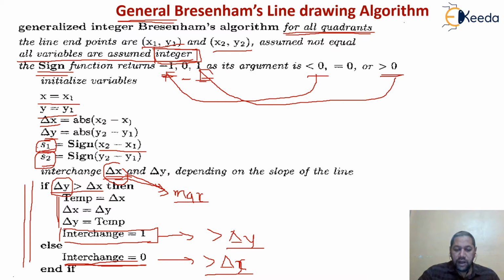The simple idea behind Bresenham's algorithm is, if delta y is greater, y is always incremented by 1 and x depends upon the error term. Whereas if delta x is greater, x is always incremented or decremented by 1 and y depends upon the error term. This is the logic behind it. We are going to continue our discussion with the algorithm.